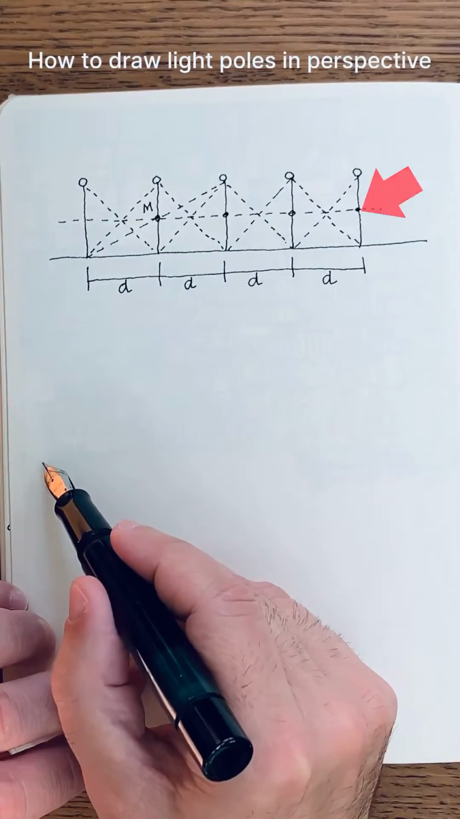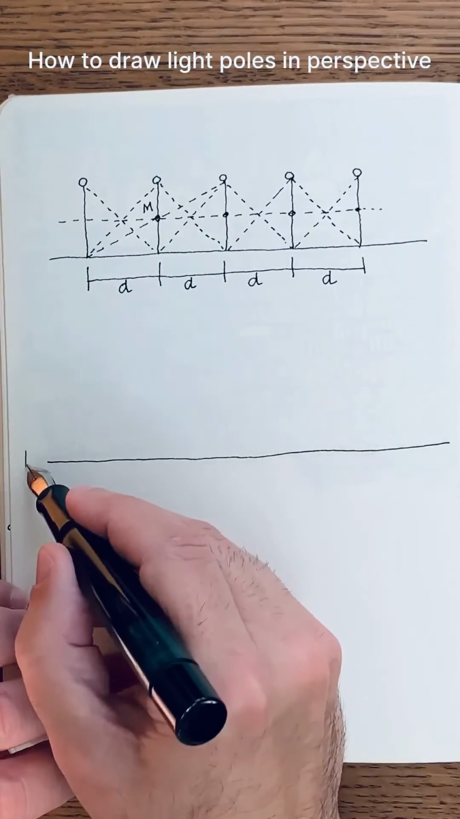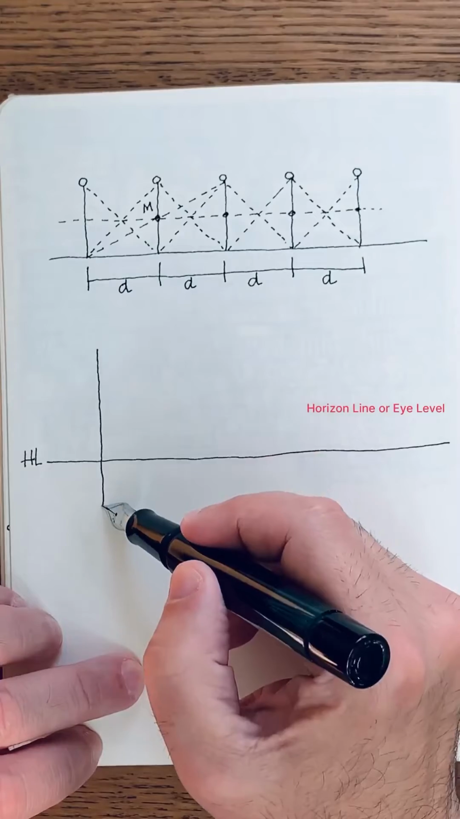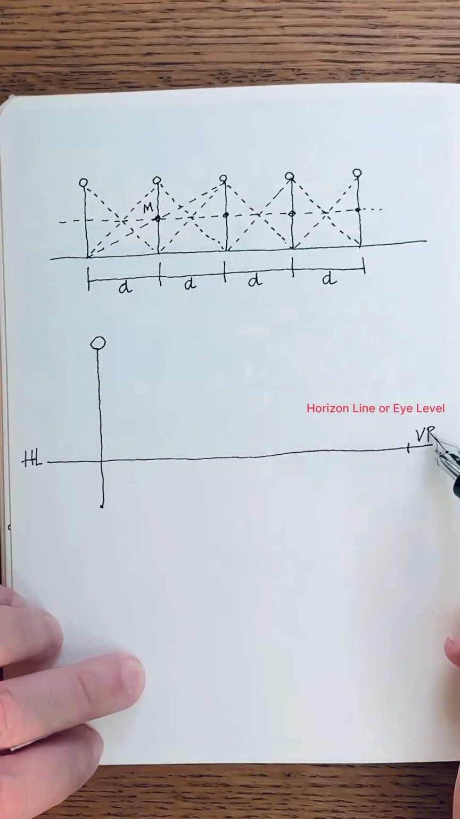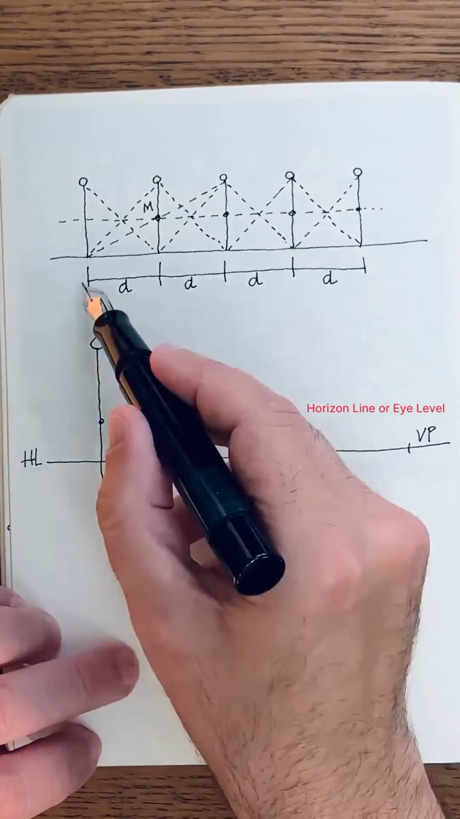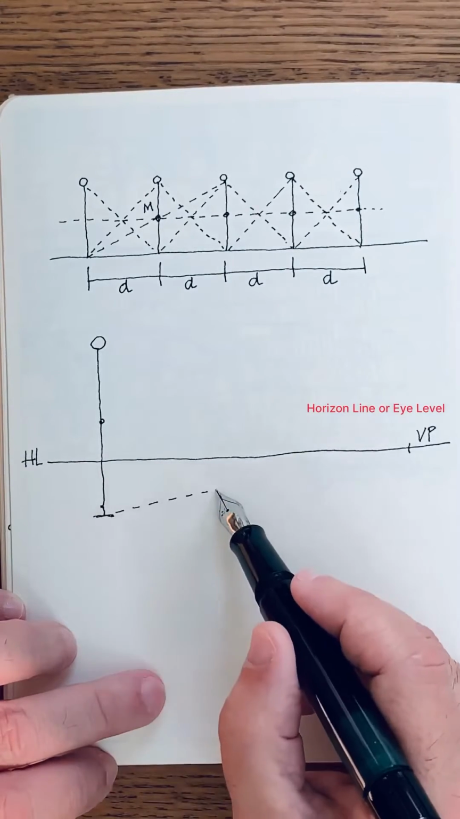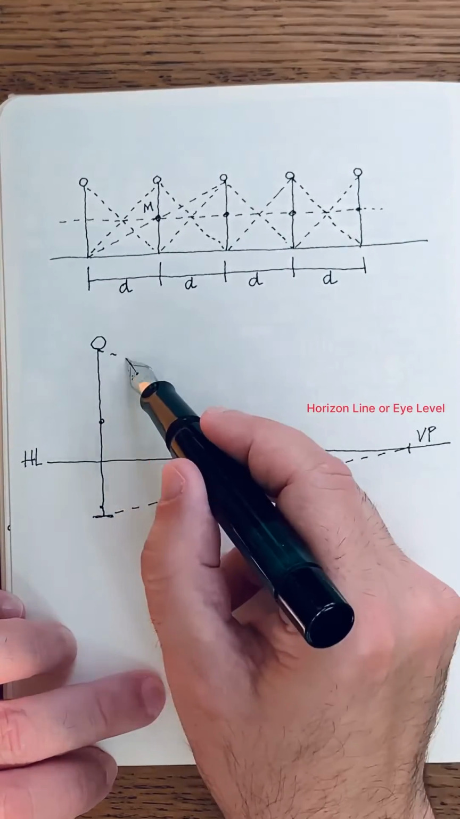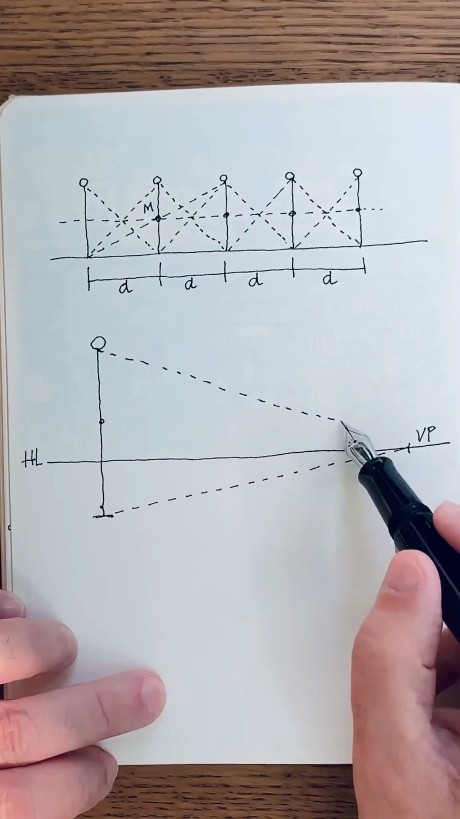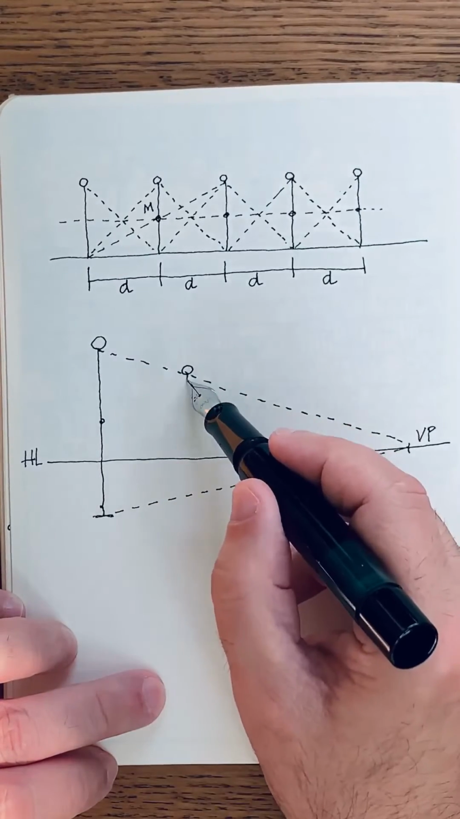And once you have that, then in perspective, so you lay your horizontal line or eye level, and you have the first pole, you have the midpoint, you have a vanishing point on the right side. You know that they converge then, the other light poles behind, they will converge to that point.